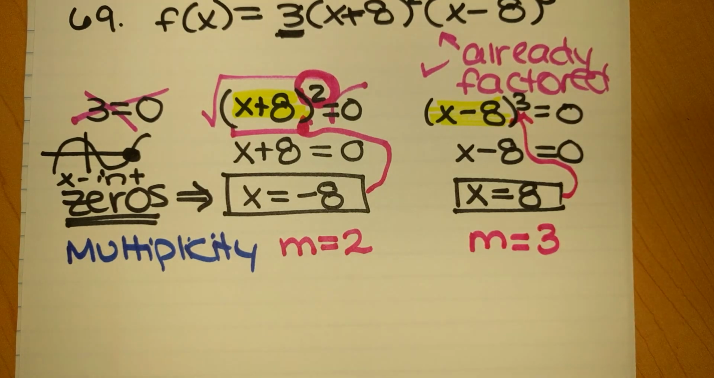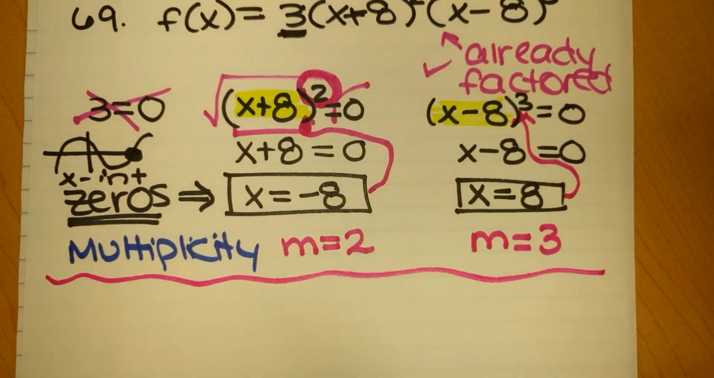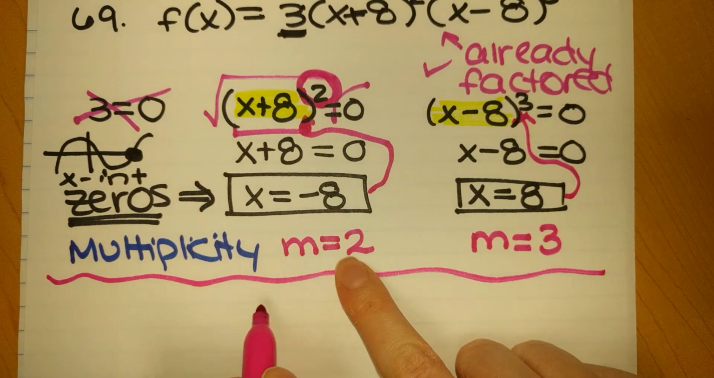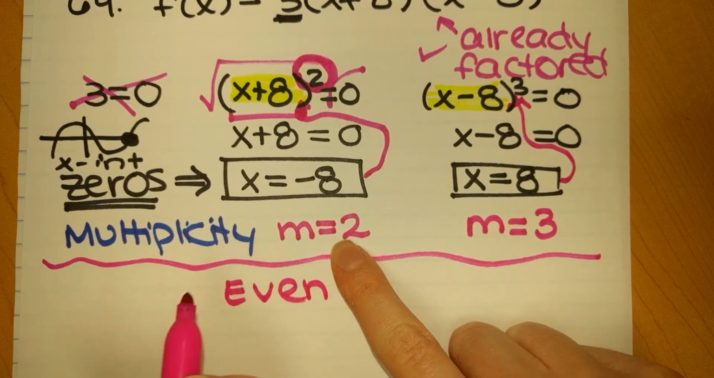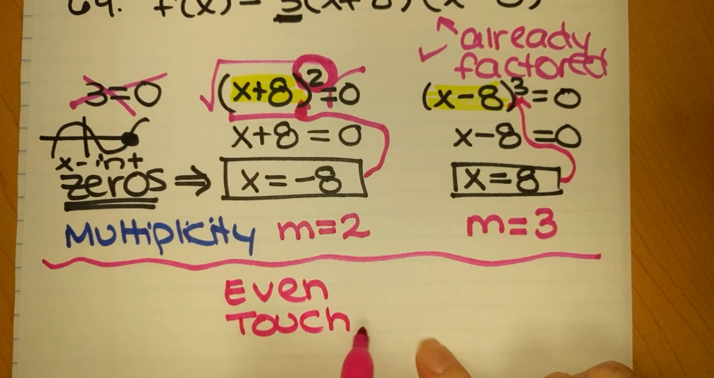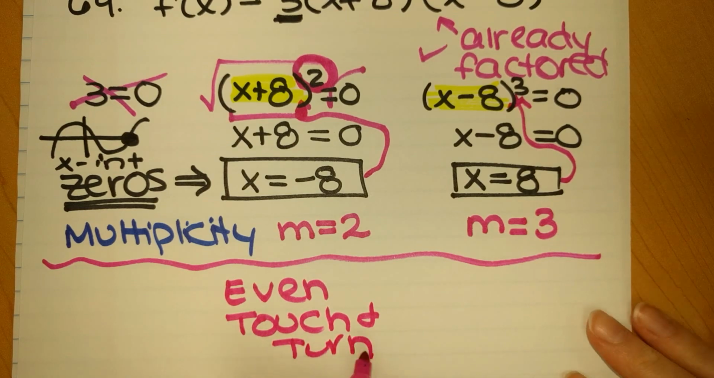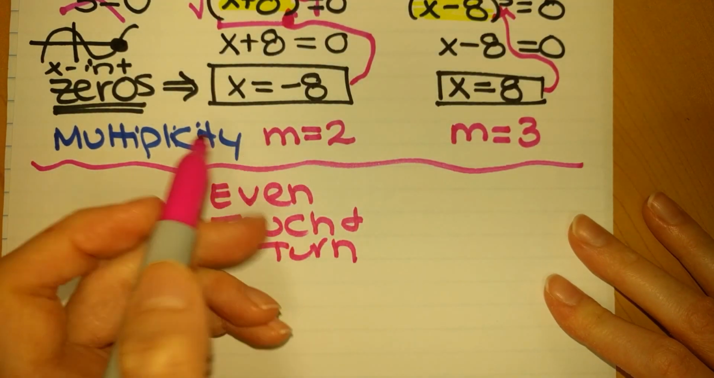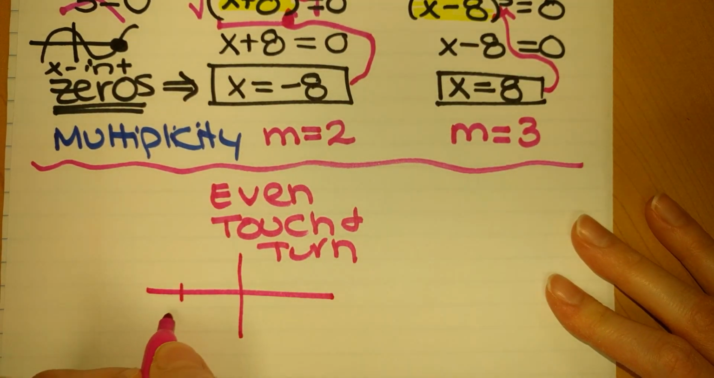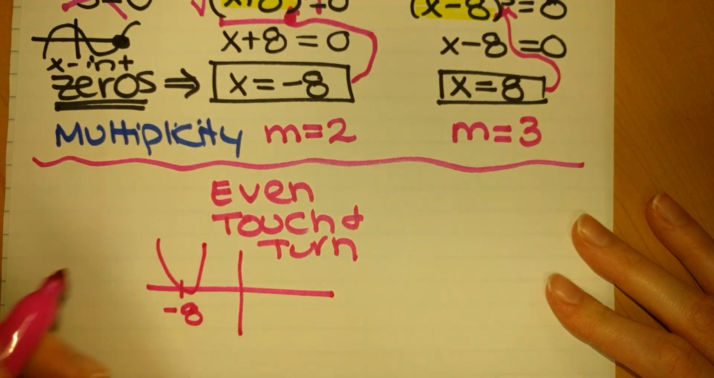Now, the reason why we care about multiplicity is it does tell us the behavior of the graph at the x-intercept. So just for your information, when your m is equal to 2, if at any time it's even, what that means is that it will touch and turn at that x-intercept. So what this is telling us is that at negative 8, we touch and turn around.